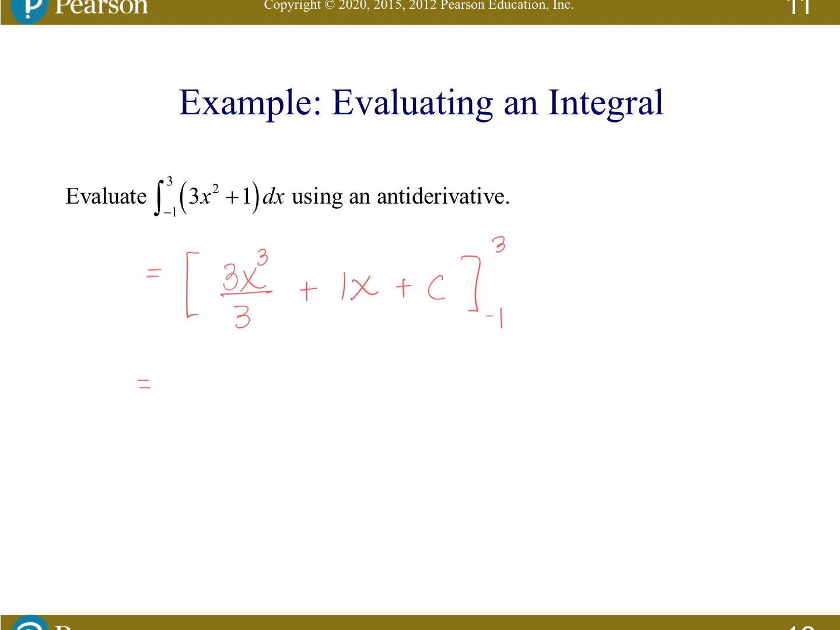Then we plug in our upper bound. We can reduce. So that'll give us 3 cubed plus 3. And then minus, and then we plug in our lower bound, -1 plus 1. So 27 plus 3 plus 1 plus 1, 32. And what that represents is the bounded area under this parabola above the x-axis. Okay, so between the function and the x-axis.